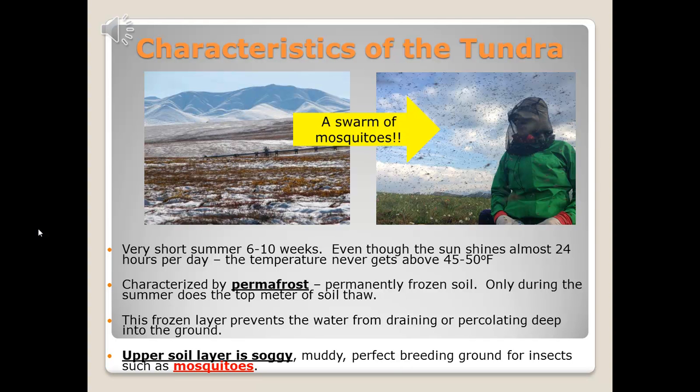The permafrost is a permanently frozen soil. Only during the summer does the top meter of soil thaw. This frozen layer prevents the water from draining or percolating deep into the ground. Therefore, in the spring and the summer, the upper soil layer is soggy, muddy, a perfect breeding ground for insects such as mosquitoes. And that picture shown on the upper part of the screen is that of a swarm of mosquitoes. No kidding, sometimes tourists need to put on full protection when the mosquitoes are swarming in the tundra.